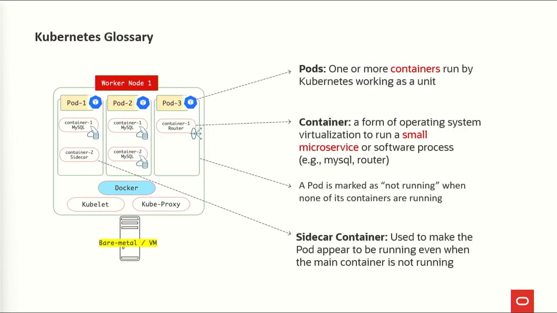When we talk about how to run containers in Kubernetes, we have pods. Pods basically give the network and hostname identity to the containers running inside. A pod will usually consist of one container or more. If all the containers within a pod are not running, then the pod will be marked as not running as well. Therefore, especially in the MySQL operator or any operator, sometimes sidecar containers are used. A sidecar container helps the pod appear up and running even though the main container is down, so that we can do more automation.